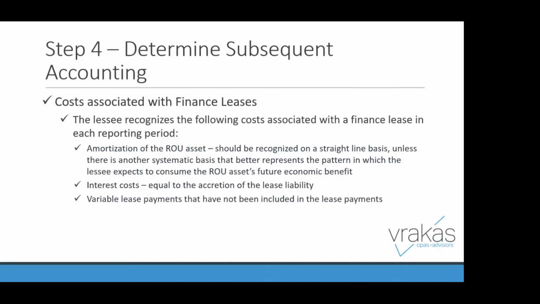You're also going to have interest cost equal to the accretion of that net present value of the lease liability. If you have any variable lease payments that you didn't include in your lease payments because they were variable and they were not based on an index or a rate, you're going to be recognizing those in the income statement as well, separately from your amortization and the interest cost.